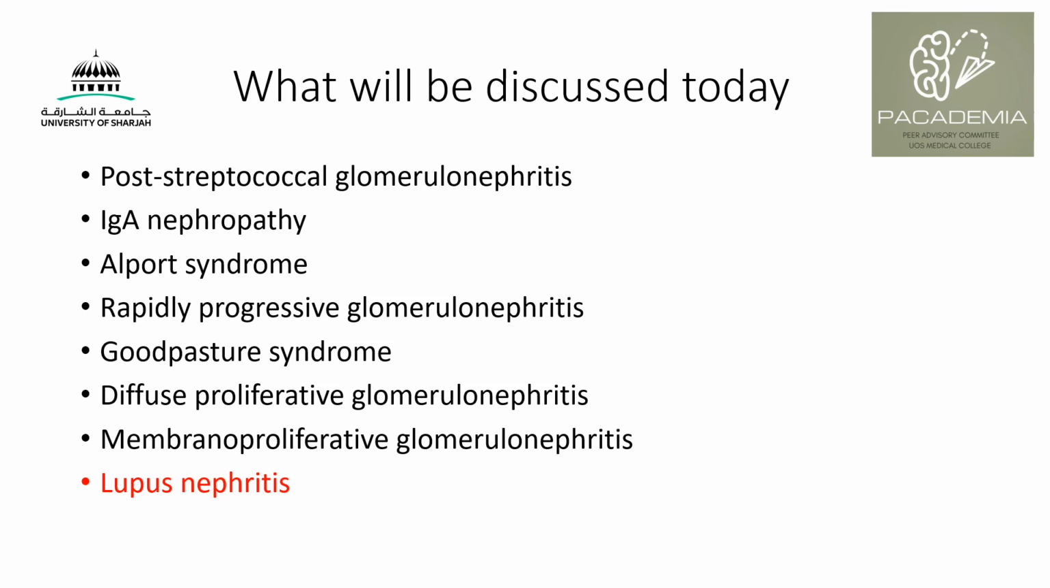What will be discussed today, inshallah, are these diseases. And I highlighted lupus nephritis in red because it's not a specific type of nephritic syndrome per se, or even nephrotic, but it's a special type of disease. I want to discuss it, inshallah, at the very end, the last slide. But these are the ones that are considered under nephritic syndrome: post-streptococcal glomerulonephritis, IgA nephropathy, also known as Berger disease, Alport syndrome, rapidly progressive glomerulonephritis, Goodpasture, diffuse proliferative glomerulonephritis, and membranoproliferative. We discussed it previously in a short manner, and nephrotic we're going to discuss in more detail, inshallah.